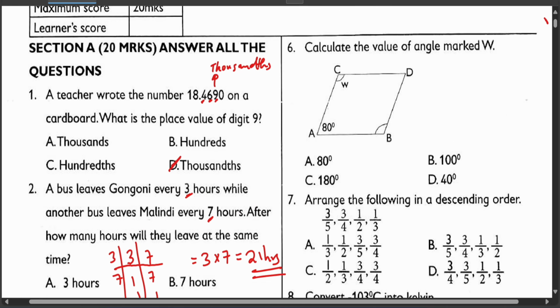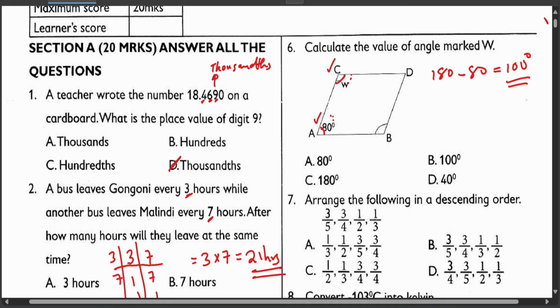Question 6. Calculate the value of angle marked W, which is this one. Sasa hii ni parallelogram. Adjacent angles in a parallelogram are usually adding up to 180 degrees. So ni 180 minus 80. So this one is adjacent to this. So 180 minus 80 ni 100 degrees.